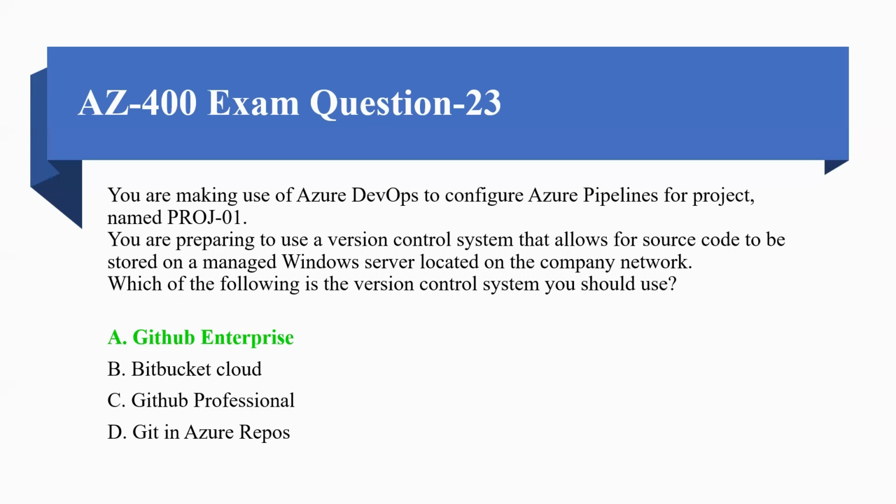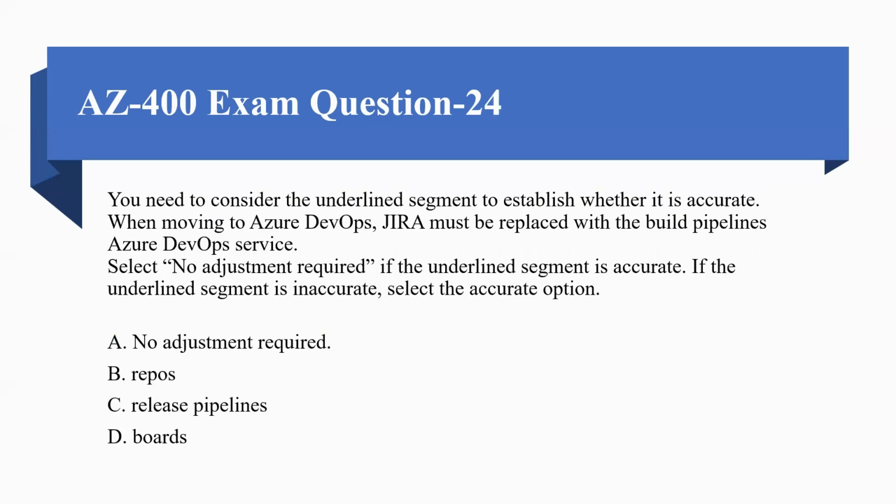Moving towards the next question. You need to consider the underlying segment to establish whether it is accurate. When moving to Azure DevOps, Jira must be replaced with the build pipeline Azure DevOps service. Select no adjustment required if the underlying segment is accurate. If the underlying segment is inaccurate, select the accurate option. Option A, no adjustment required. Option B, repos. Option C, release pipeline. Option D, both. And the correct option is option C, release pipeline.